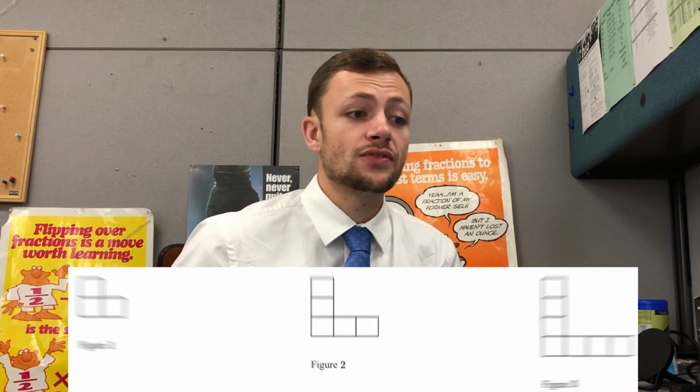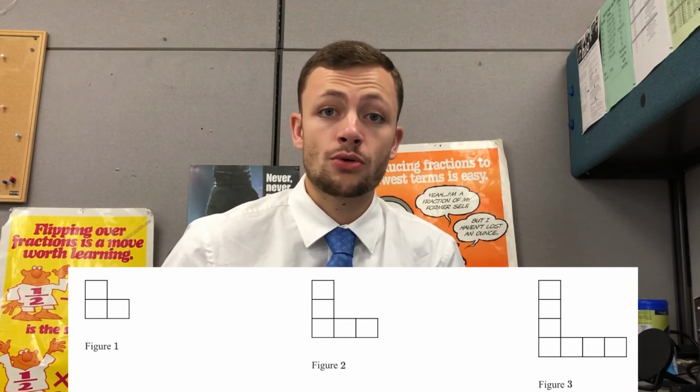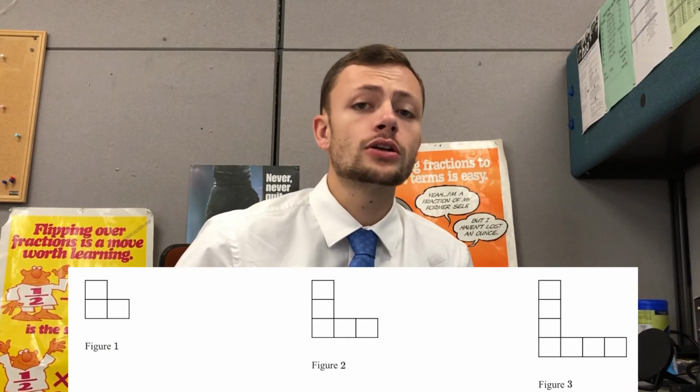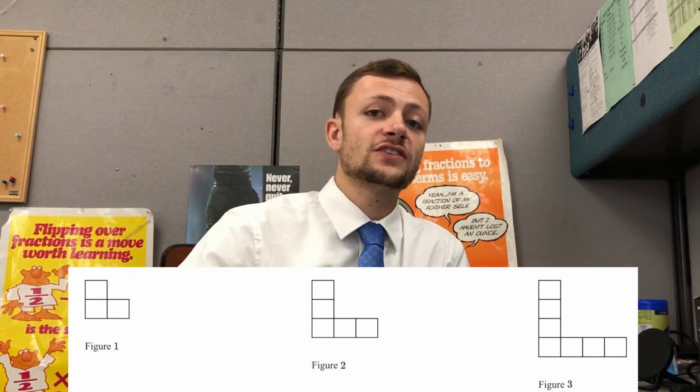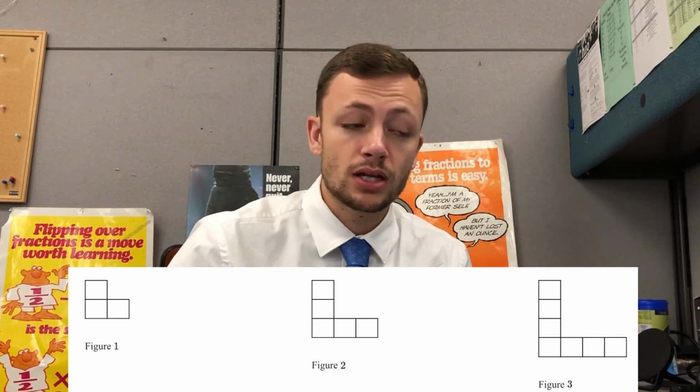Alright, now we've got a big one. We're going to take a look at this tile pattern for problem 1.6. So looking at the tile pattern, we see figures 1, 2, and 3. I want to make sure you guys work this out on a sheet of notebook paper. That way you can take a photo of your work and submit that as your response for this question.